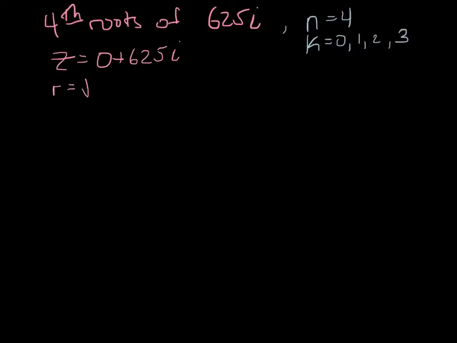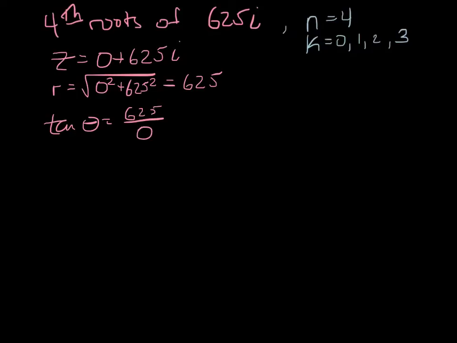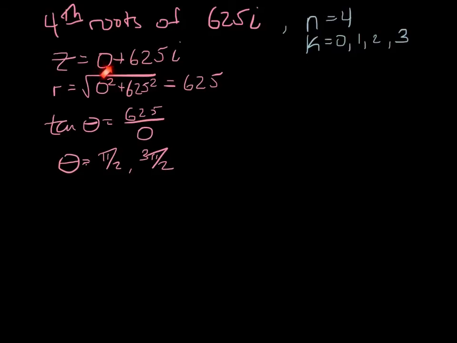We need the radius. That would be the square root of 0 squared plus 625 squared, which will just be 625. And our angle is going to be the inverse tangent of 625 over 0. So this is undefined. So where is tan theta undefined? Well, that can happen at pi over 2 or 3 pi over 2. But if we think about where this number is, if we plotted it, it would be along the positive y-axis. So this is out. Our angle is pi over 2.